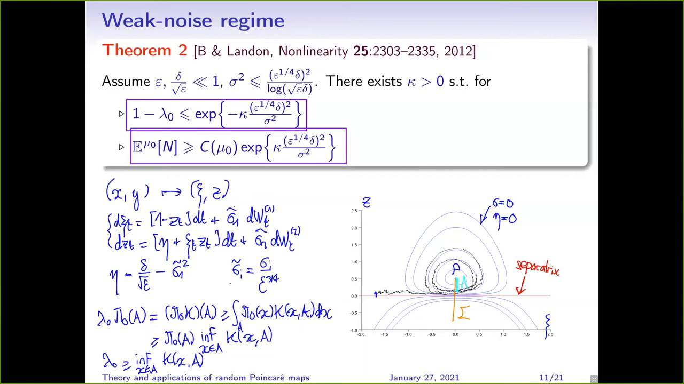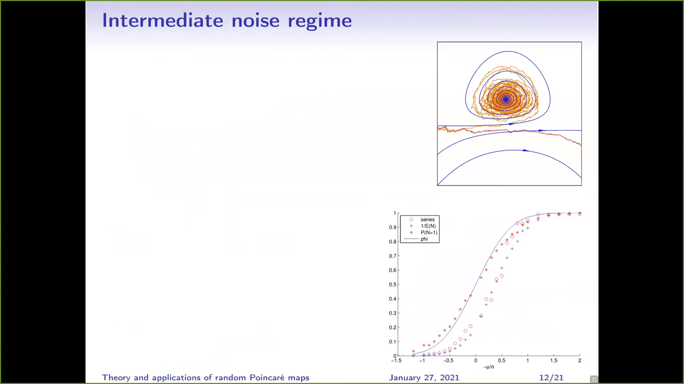Then, of course, you have to analyze the dynamics in a precise way. But the idea is that you just have actually to compute a probability, this K of x, A. All right, so that's a theorem. Now, we would also at least like to know what happens for stronger noise.